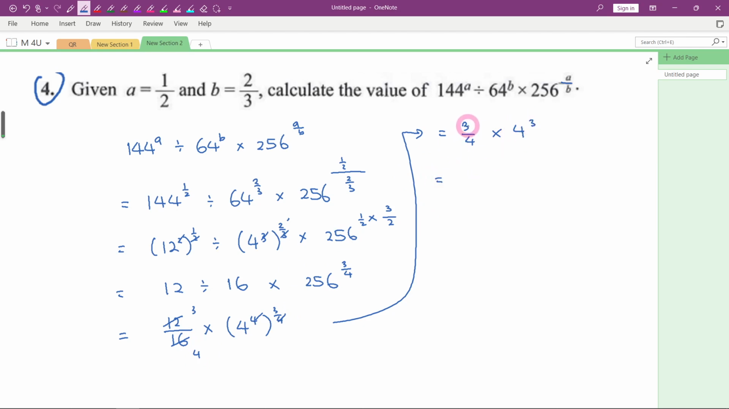Okay, so this is 3 times, let me do it this way. This is 4 power 1, this is 4 power 3, I can cancel it. Then 3 minus 1, you get 2. So eventually it will become 3 times 4 power 2, which is 3 times 16. So the final answer will be 48.